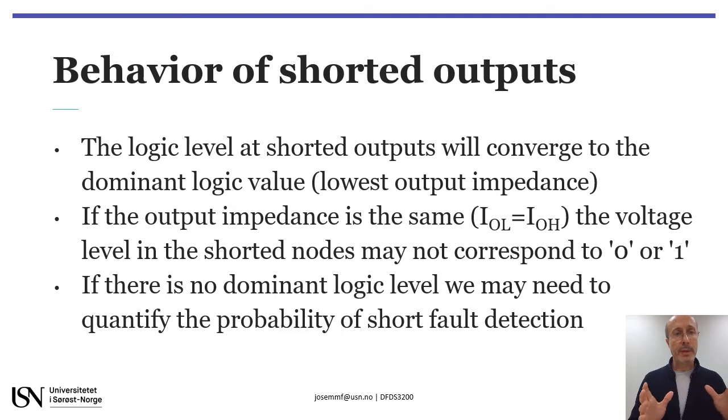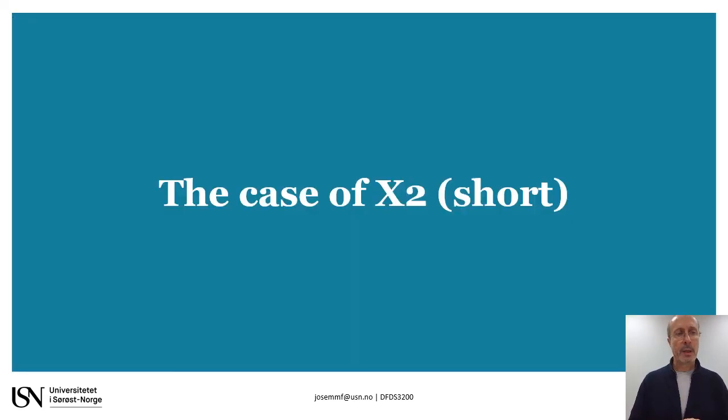However, the important thing is that there is a dominant logic level, and it doesn't matter if it is 0 or 1, because in that case we expect to find at least one error in the logic values that are captured at the boundary scan inputs connected to the shorted pins. If there is no dominant logic level, then we may have to repeat the test several times, as we have seen in the case of floating inputs. So let's look at specific examples, starting with a short fault.